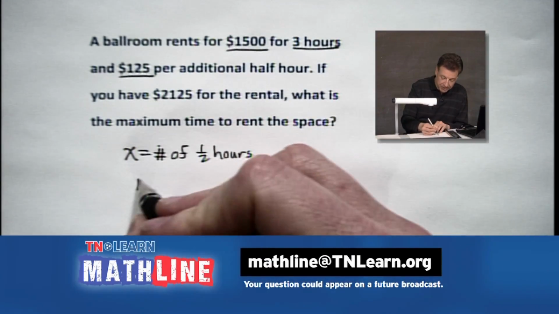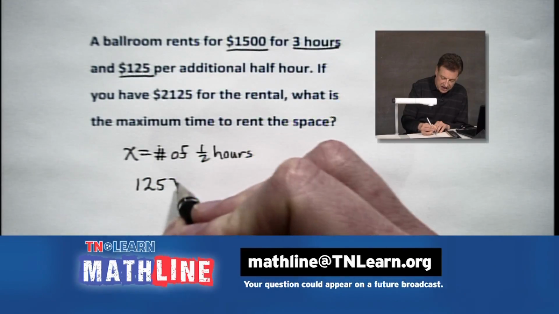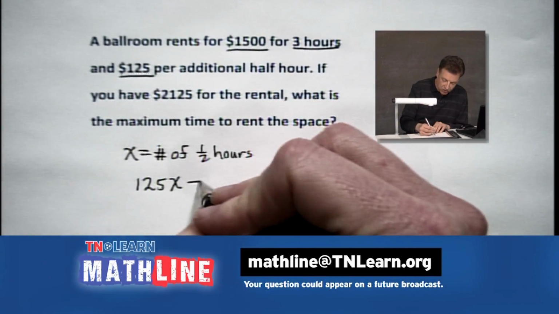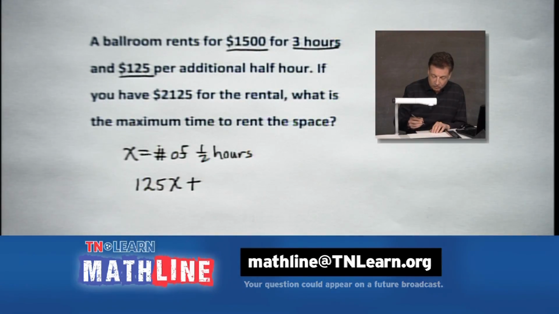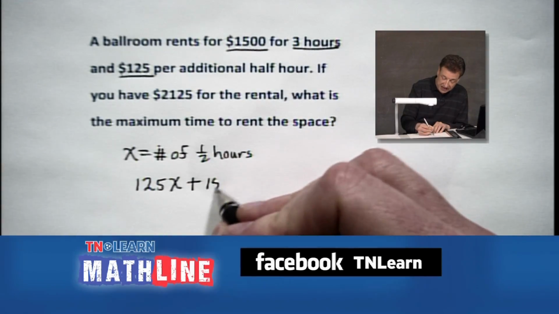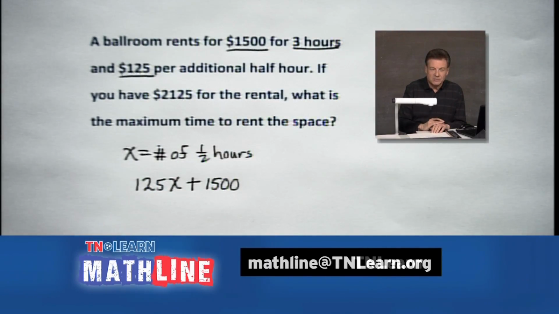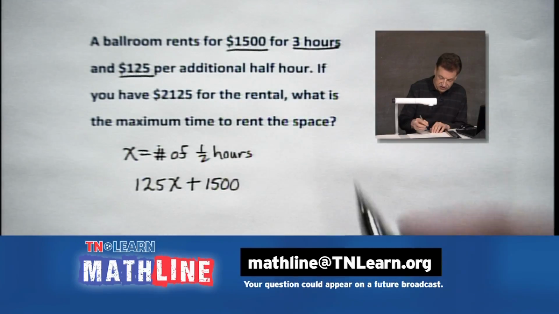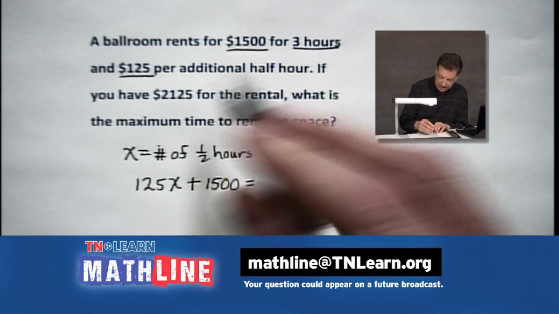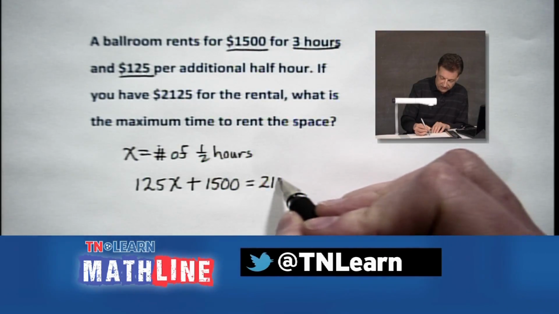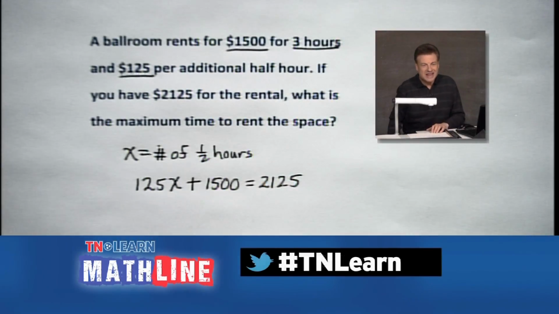We're going to pick up 125 times those additional half hours, right? Then we are going to add what we're already paying, $1,500. All right, $1,500, there we go. And we're going to end up with $2,125. So that's your start.